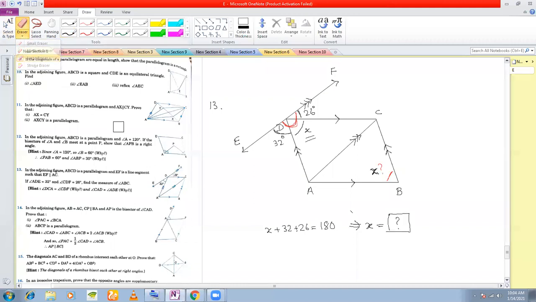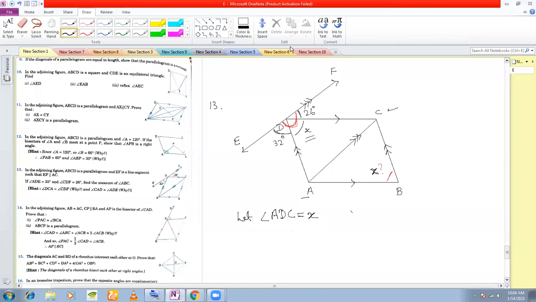So what we do here is we assume let angle ADC, this angle that we have assumed, that angle is called ADC. If you see, A is here, D is here and C is here. So D has to be between A and C. So let angle ADC equal to X. Or you can also write CDA, no problem, as long as D is between A and C.